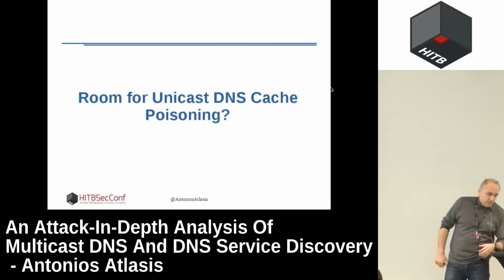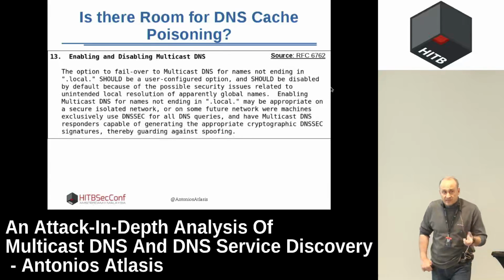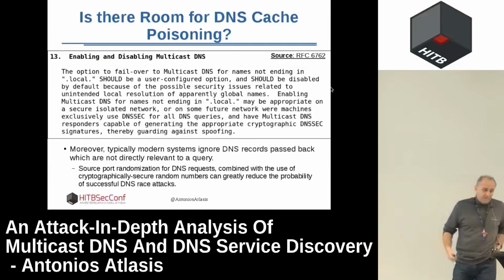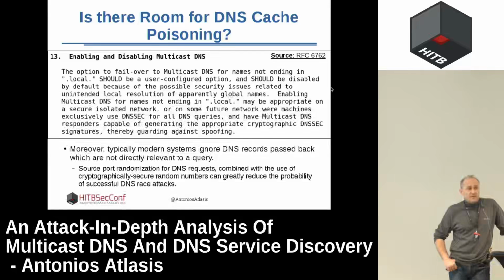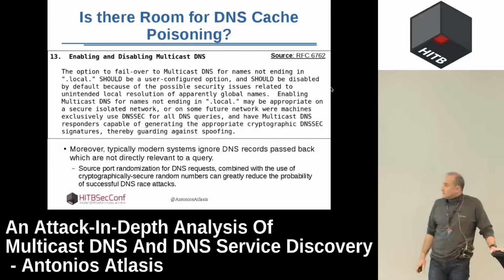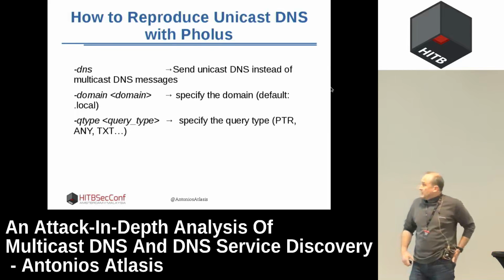Now, is there room for unicast DNS cache poisoning? If you recall, we said that in theory, multicast DNS can be used for conventional DNS name resolution, as long as, of course, there is no typical DNS server on the network. But this should be disabled by default. Thankfully, in this case, it is one of the cases where the vendors strictly implement the specification and did not allow any kind of DNS cache poisoning. Here are just some fields that can be used with the tool.